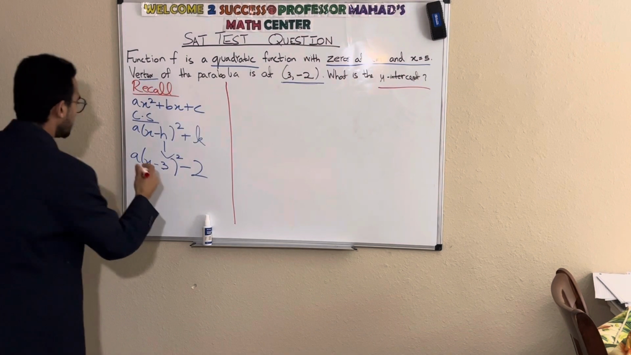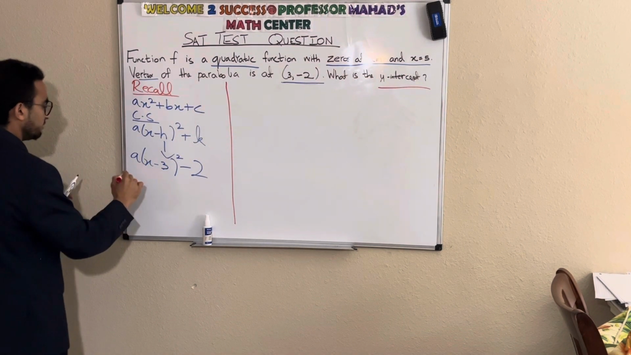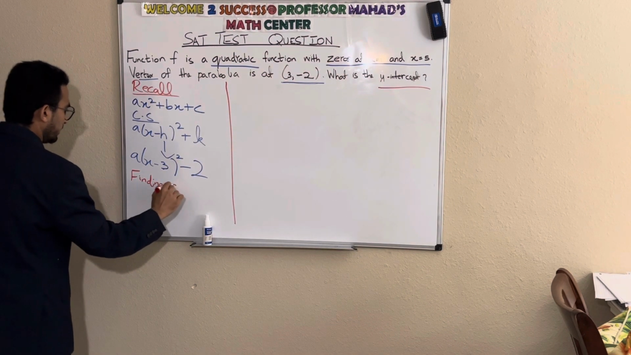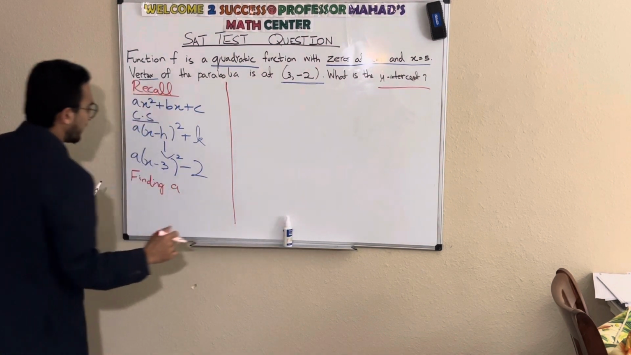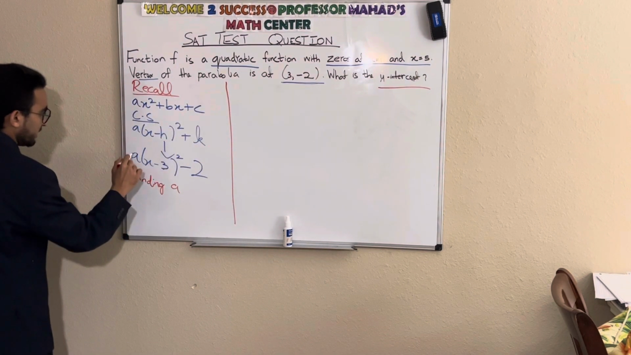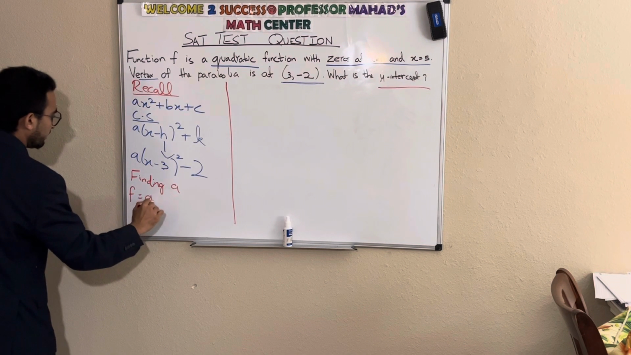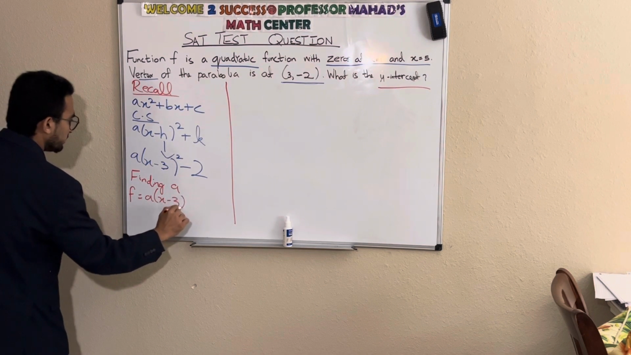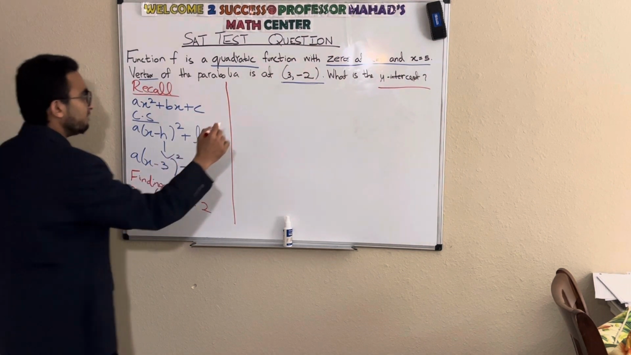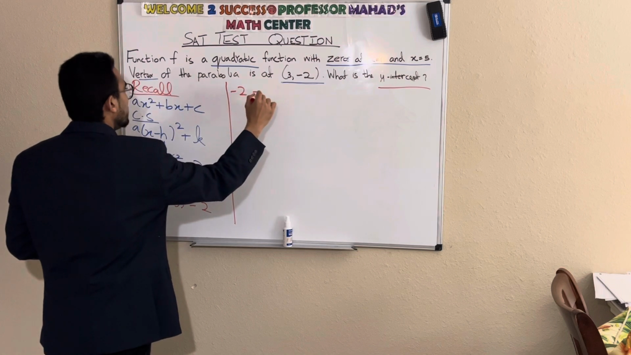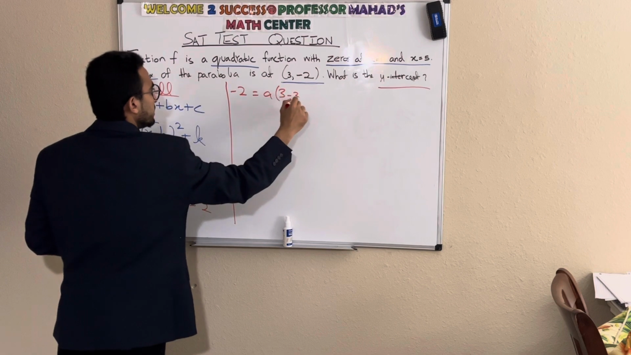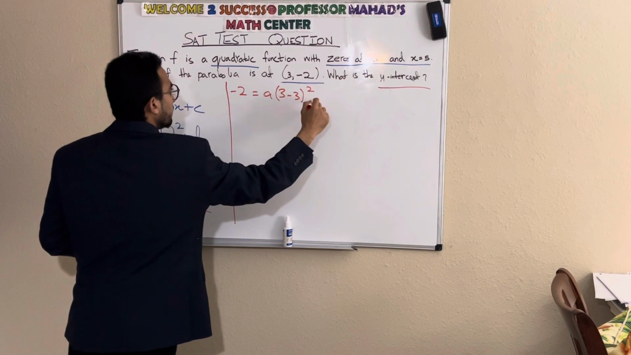So, finding a. Okay, so let's substitute (3, -2). So that's your function, right? f is equal to a times (x minus 3) squared minus 2. So let's substitute the value of f, which is -2, is equal to a. Let's substitute the x value, which is 3, (3 minus 3) squared minus 2.